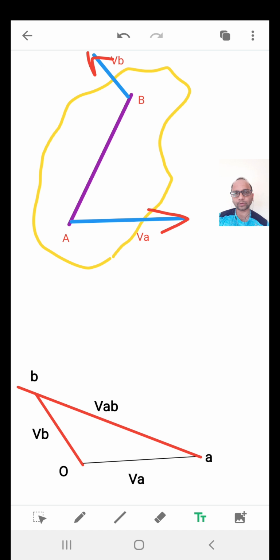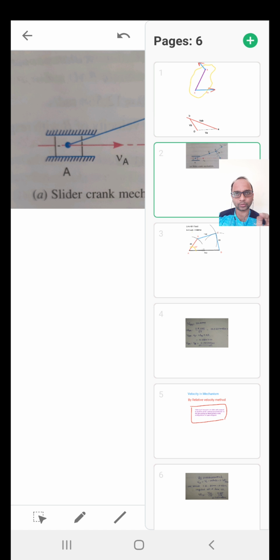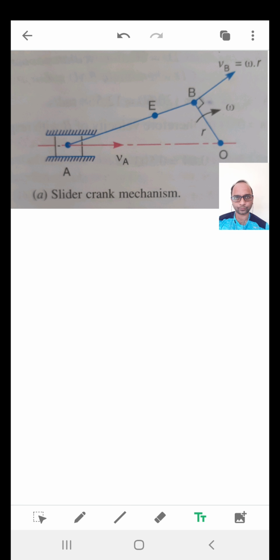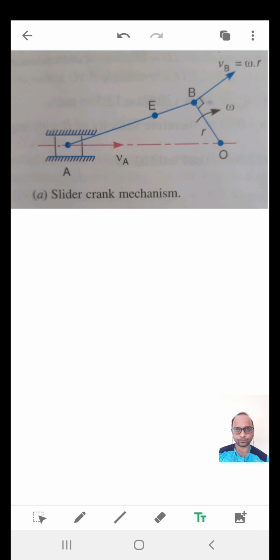So next diagram, we also see how the method works. In this diagram we have to find out the velocity of point A, which is a slider, and the path along which the slider is going to move is fixed. So we have to find out that slider velocity.